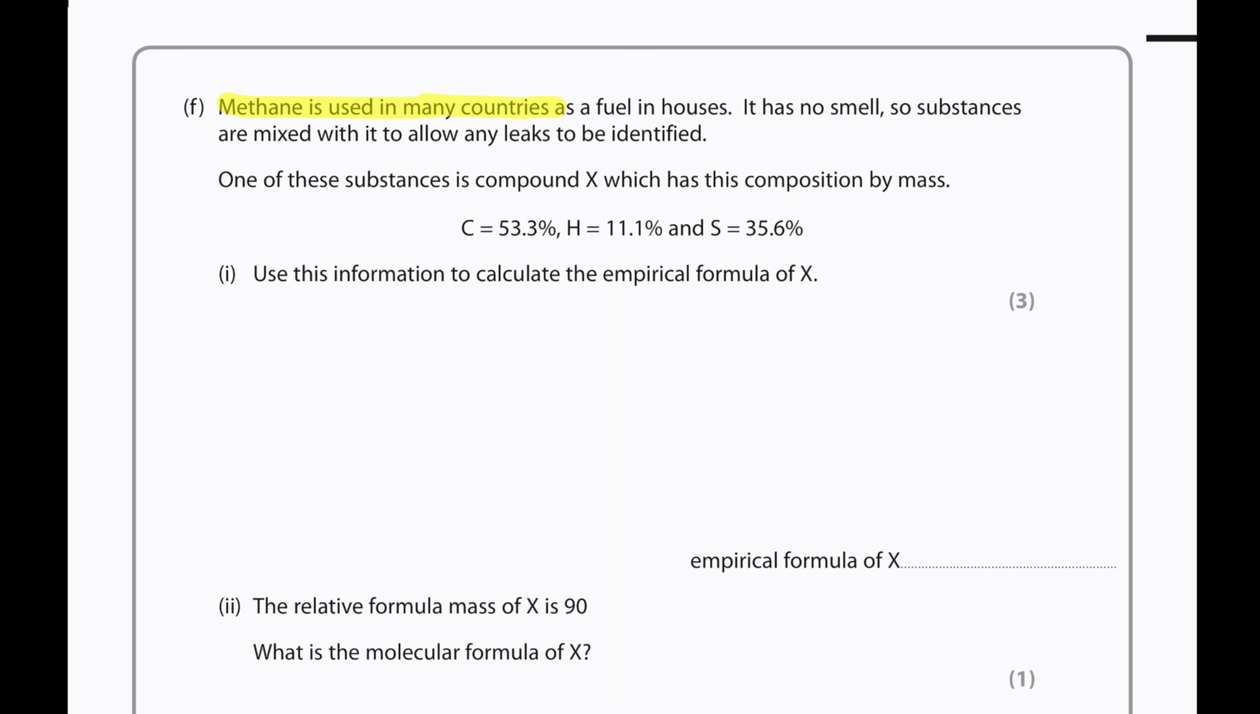Methane is used in many countries as a fuel in houses. It has no smell, so substances are mixed with it to allow any leaks to be identified. One of these substances is compound X, which has the composition by mass. Use this information to calculate the empirical formula of X.